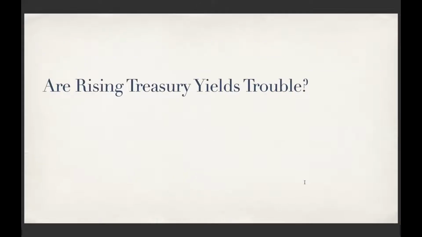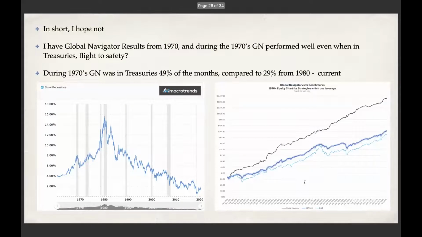So are we in trouble with treasury yields rising? Well, look at that top line. In short, I hope not. I really hope not. This chart on the left from Macro Trends is a really nice chart showing 10-year treasury yields from, I don't know, the mid 1960s, I think, all the way to current.